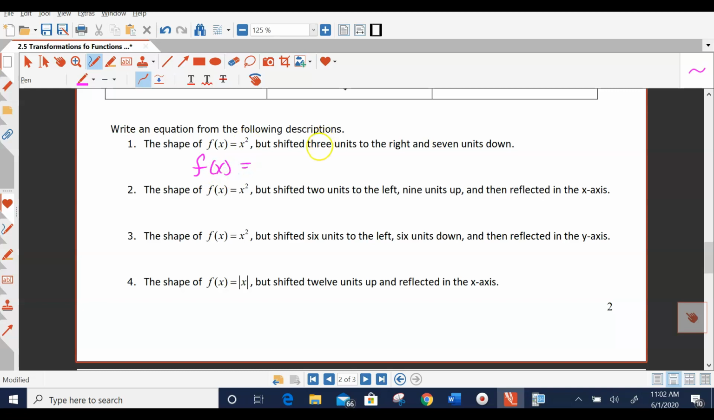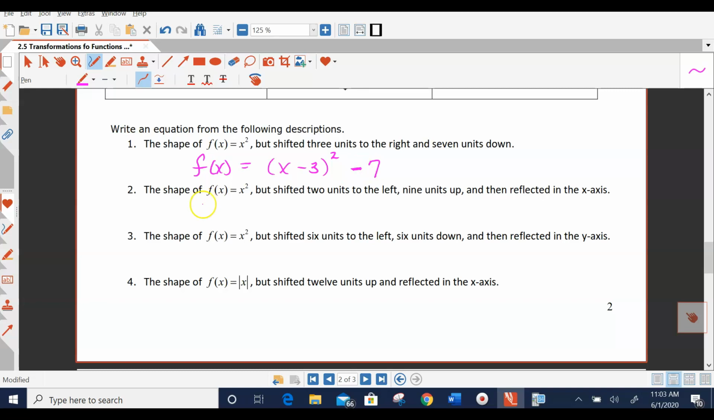So we're going to take x squared and bring it 3 units to the right. Well, that means I need a -3 on the inside. Remember, inside numbers go left or right. Now I want to take it 7 units down, so the outside numbers tell me up or down, and I'm going to put -7 because the outside numbers, when you shift up or down, go in the direction with respect to that sign.